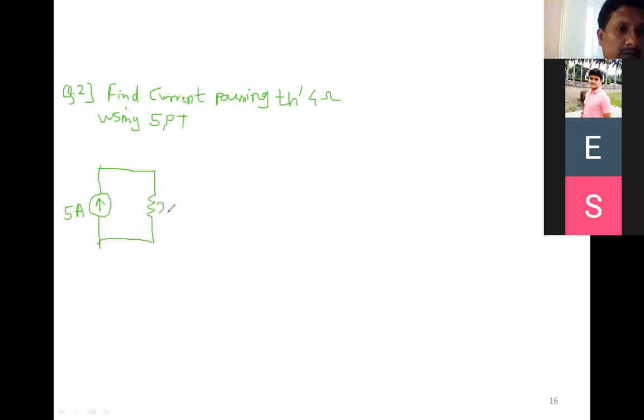This is 2 ohm. This is the battery, 6 volt. This is the current source, 2 ampere. And 4 ohm is mentioned here. This is the 4 ohm.